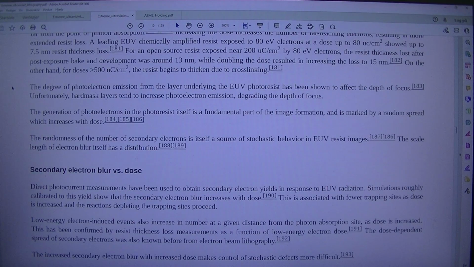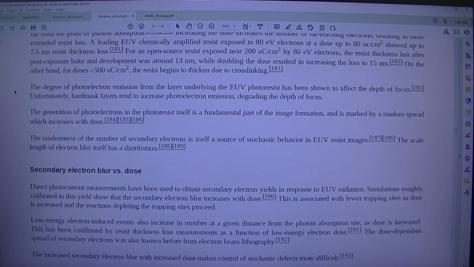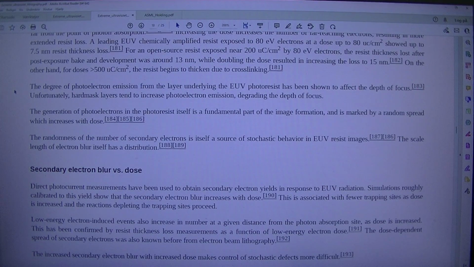181. The degree of photoelectron emission from the layer underlying the EUV photoresist has been shown to affect the depth of focus. 183. Unfortunately, hard mask layers tend to increase photoelectron emission, degrading the depth of focus. The generation of photoelectrons in the photoresist itself is a fundamental part of the image formation, and is marked by a random spread which increases with dose.